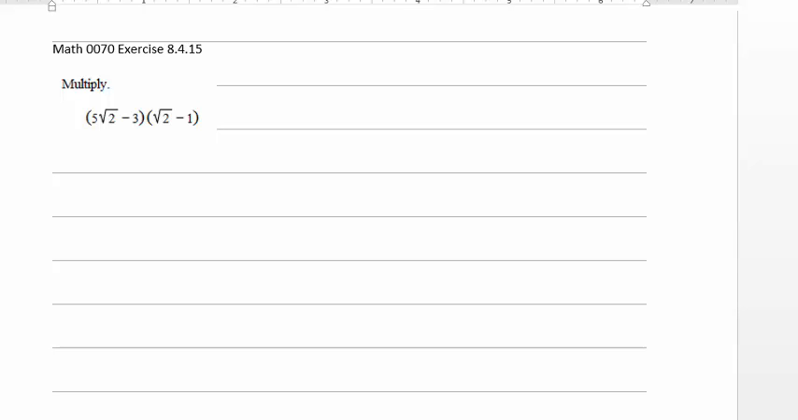Okay, let's take a look at number 15 from section 8.4. Here we're multiplying two radical expressions that each have two terms. So we're going to need to use the distributive property twice. 5 times the square root of 2 needs to get multiplied by this two-term expression, square root of 2 minus 1, and so does minus 3.